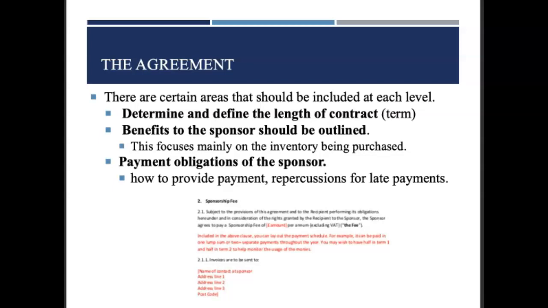And also the last very important thing is the payment obligation of the sponsors, how to provide payments, and also what will be the punishment associated with late payment. Normally, they would pay some deposit first. Normally, they pay twice or 3 times. Set the time, right? So the first payment will be paid by what time, what percentage, second payment, third payment, right? So this is about agreements.